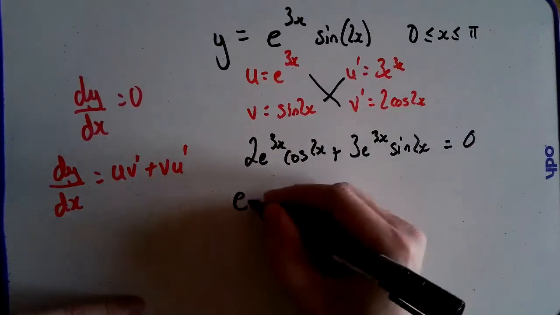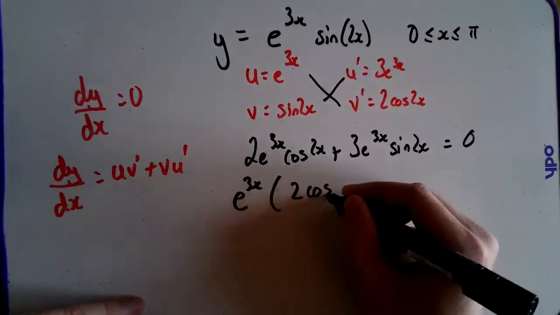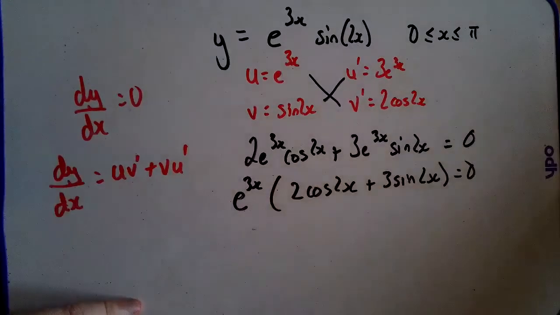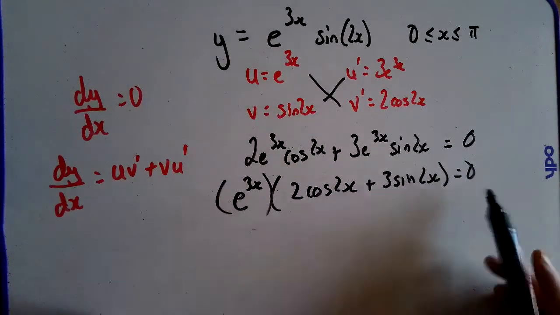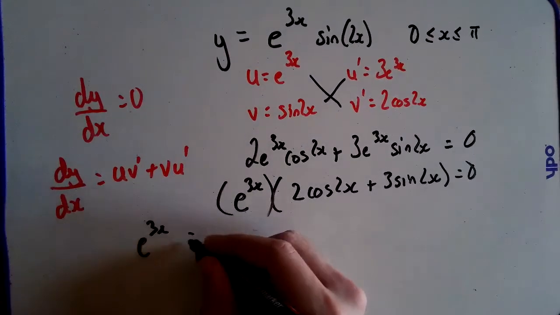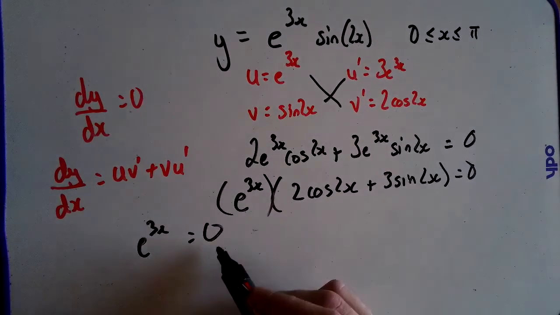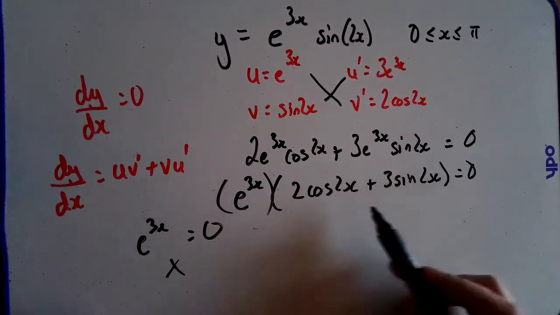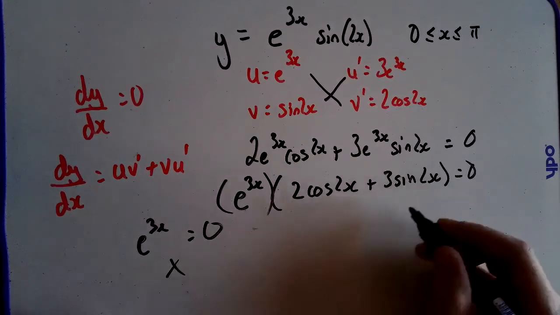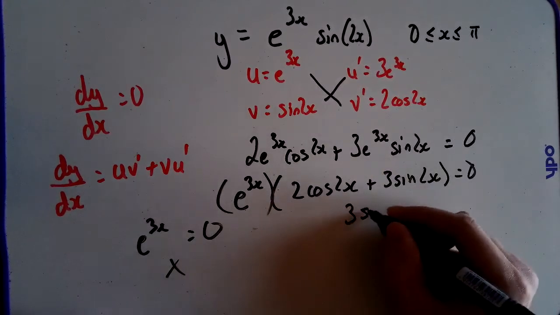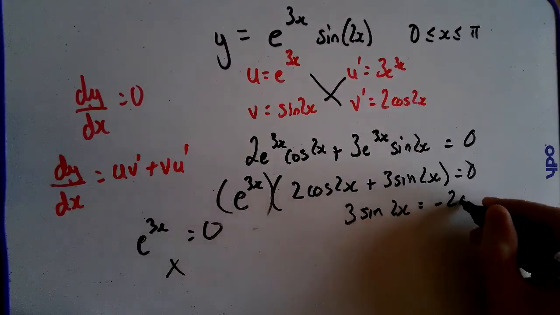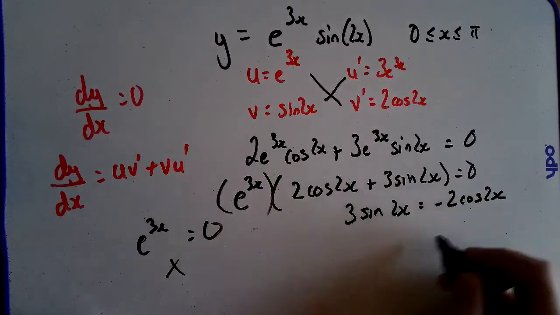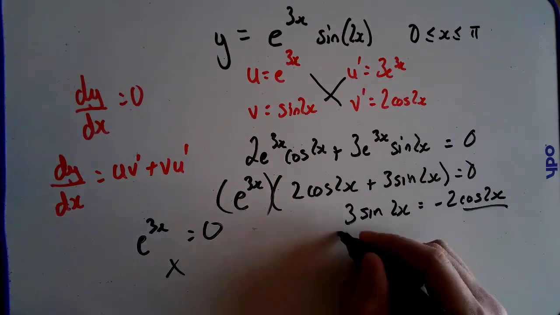Well, I can factorize out an e to the 3x, so 2 cos 2x plus 3 sine 2x, and that's 0. Well, I've got two brackets really. So either e to the 3x equals 0, which has no solutions because I can't do ln of 0, or this thing equals 0. Well, I've got a sine and a cos, so I can make a tan. So if I take the cos to the side, I get 3 sine 2x equals minus 2 cos 2x, divide by 3, and then divide by cos 2x, so we're getting rid of the cos 2x and getting rid of the 3.